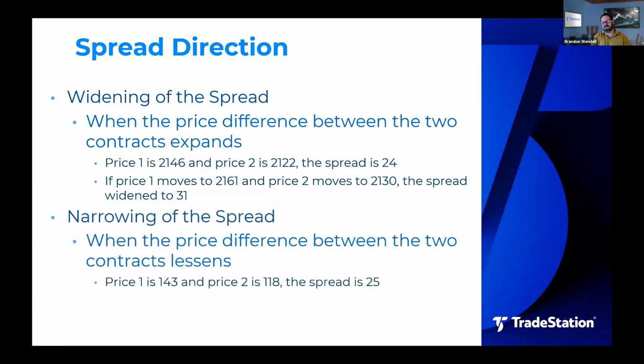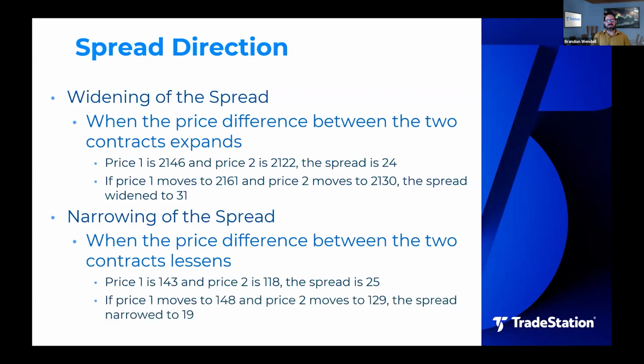The narrowing would be just the opposite, if they're coming together. And that can happen in a bull market or bear market if one moves faster than the other. Price number one, 143, price number two, 118. The difference is 25 points. Well, price number one moved up 5 points. Price number two moved up more, 11 points. So the spread narrowed from 25 down to 19, even though they both moved up. One moved faster than the other, price number two. So that's what we're taking advantage of when it comes to spreads. Simply trading the price difference between two related securities.